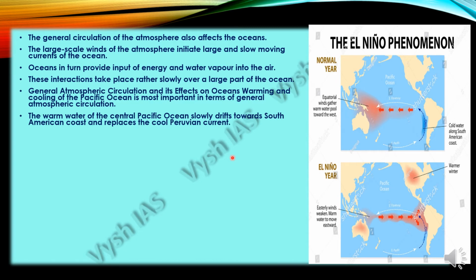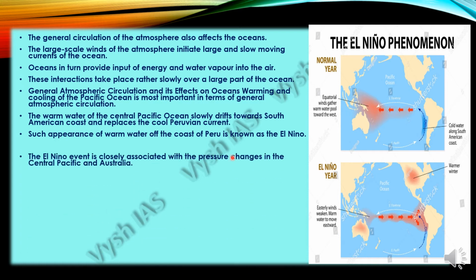So the warm water of the central Pacific Ocean will slowly start drifting towards the South American coast, and it will replace the cool Peruvian current when the exchange of heat happens. So from warm, it will again turn into a cold current. Such appearance of warm water off the coast of Peru is known as the El Nino.